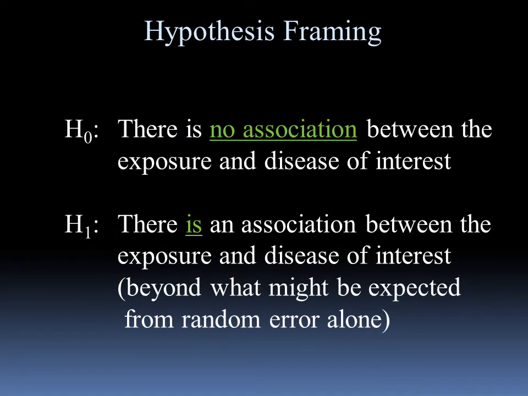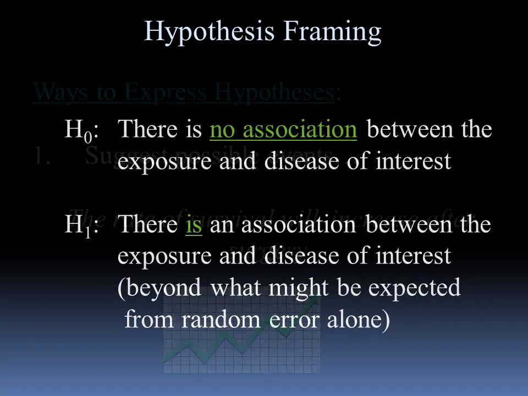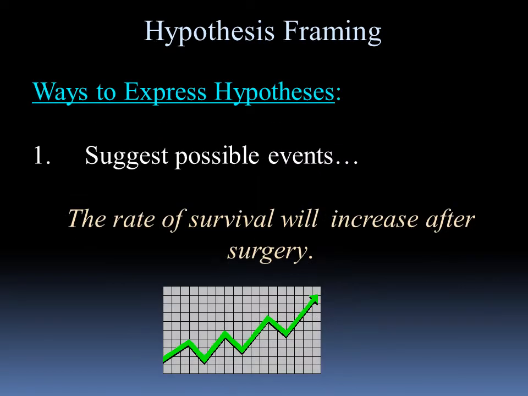Thus, there is no association between the exposure and disease of interest, or there is an association between the exposure and disease of interest. But there are other types or ways of framing a hypothesis. One is to suggest possible events. For example, the rate of survival will increase after surgery.